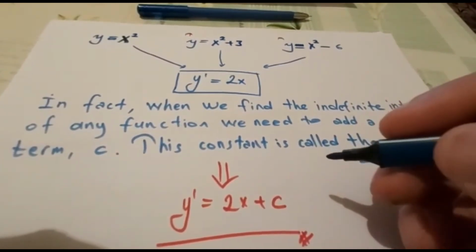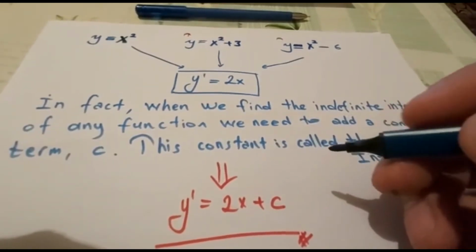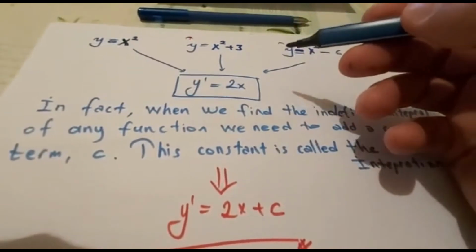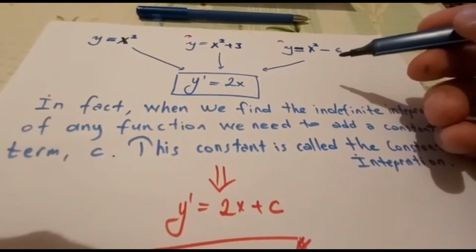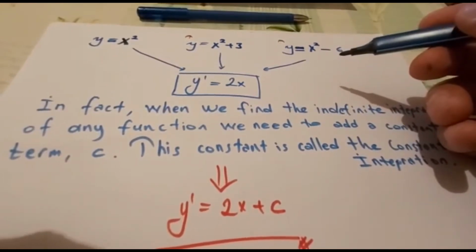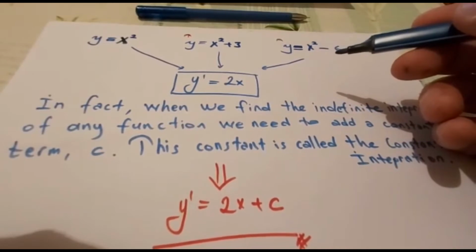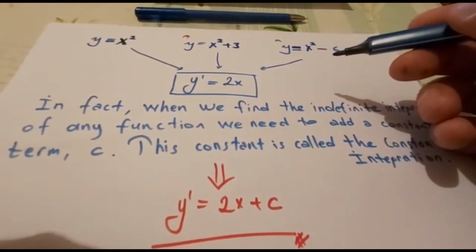To understand the reason, look at the derivative of three different functions. First function y is equal to x squared, second function y is equal to x squared plus 3, and third function y is equal to x squared minus 6. We can see that the derivatives of the three functions are the same, but the primitive functions are different.